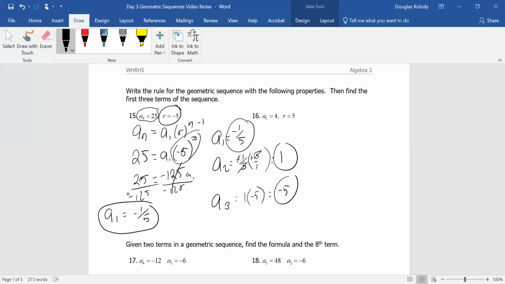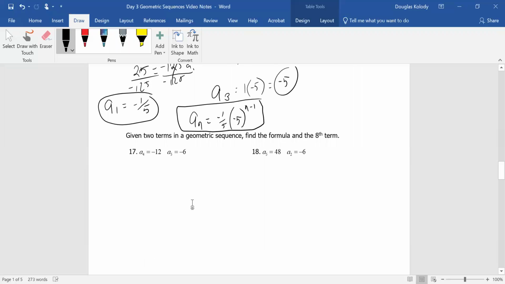All right. Boy, oh boy. Did we miss anything? Oh yeah, I guess we did. We forgot to write the formula. Okay, so it says write the rule. So it would be a sub n equals negative 1/5, which is the first term, times negative 5 to the n minus 1 power. There's the rule. So I found the rule, and I wrote the first 3 terms. Done.